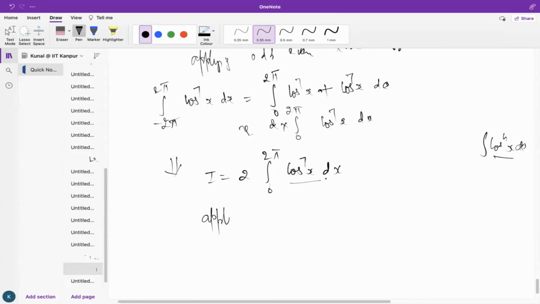This step is not satisfying the Wallis formula because the limit should be 0 to pi by 2. If I want to apply the Wallis formula here, our limit should be equal to 0 to pi by 2. But here our limit is 0 to 2 pi. So this step doesn't allow me to apply the Wallis formula. So we have to convert this limit into 0 to pi by 2. And there's only one way to halve the limit, which is Quinn's formula. So let's apply Quinn's rule.